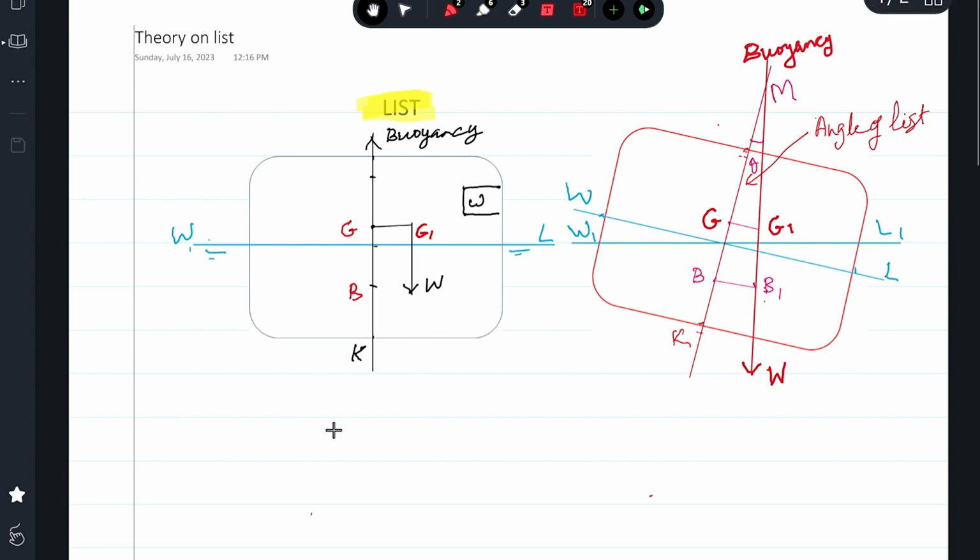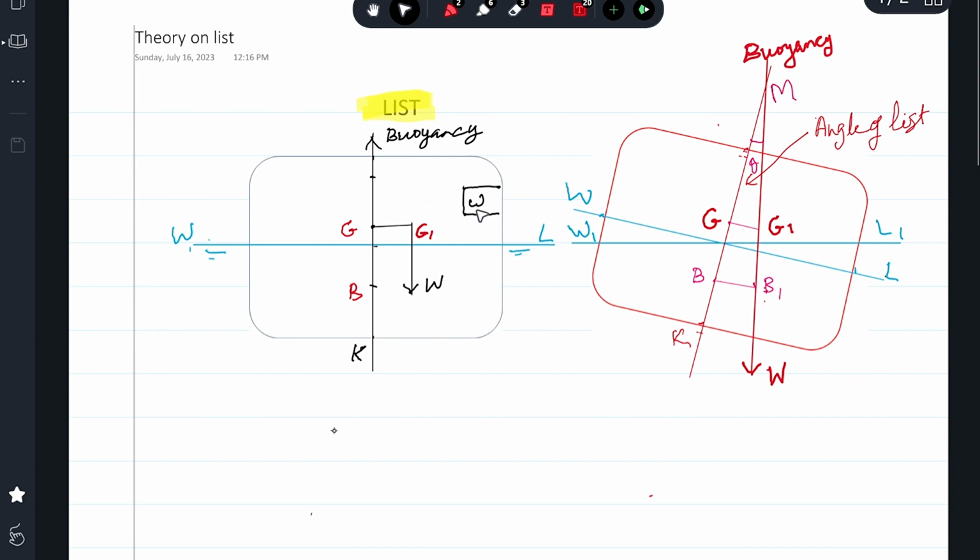Now in this diagram you can see there is a transverse section earlier and there is a weight here W. Before this weight was loaded, the ship's center of gravity and the buoyancy were in a vertical line, like G was vertically above buoyancy. So in this case, there is no lever, no moment is there.